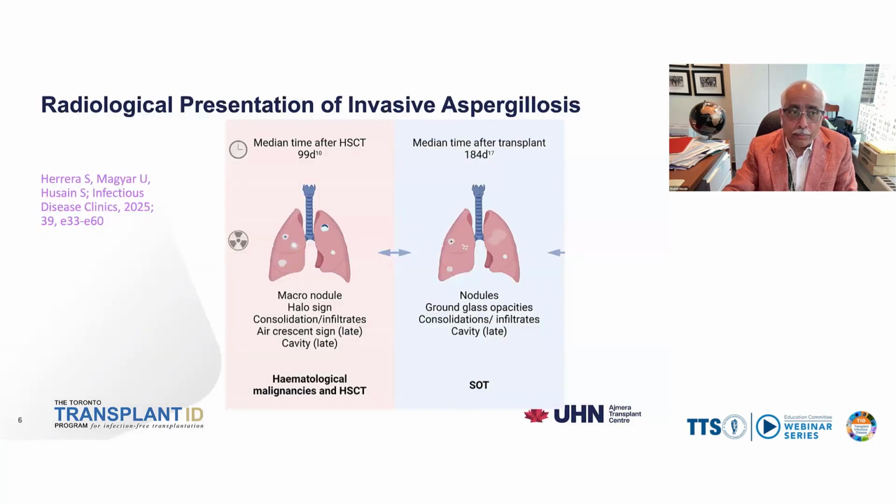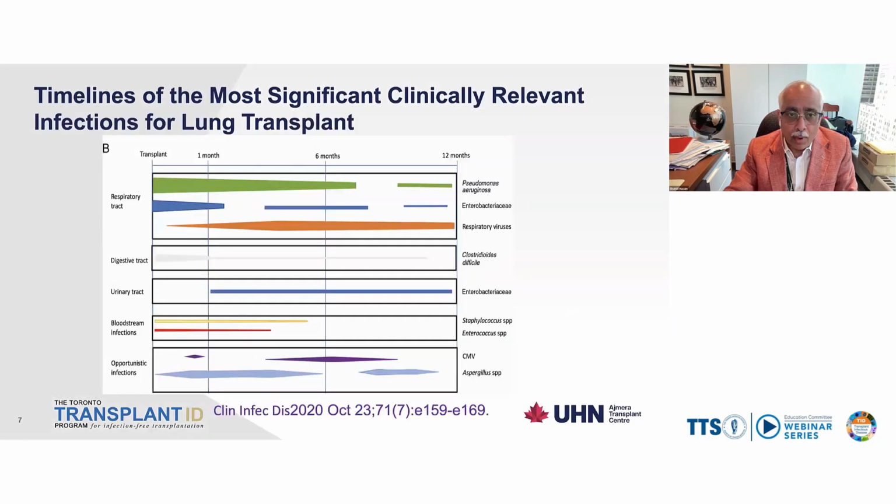When you look at the radiologic presentation, a couple of things need to be recognized: the halo sign, which you are used to in hematopoietic stem cell transplant recipients, is rarely seen. It's mostly ground glass opacities and consolidations, as compared to hematological malignancies, where you see the macronodules and halo signs.